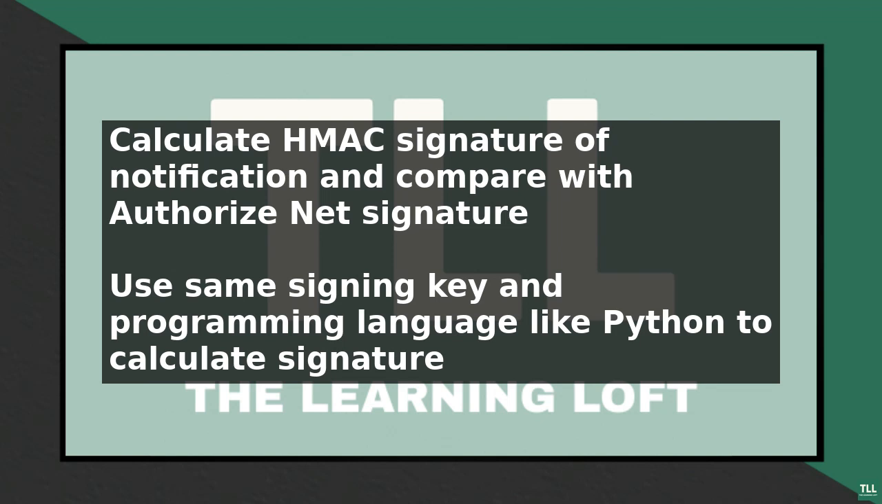In conclusion, using Authorize Net webhook validation is an effective way to ensure the authenticity of the webhook notifications sent by Authorize Net. By following the steps outlined in this tutorial, you can set up a webhook endpoint and validate the webhook notifications to ensure the security and integrity of your application.